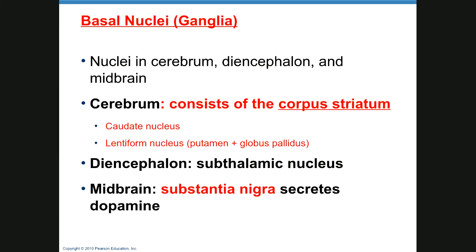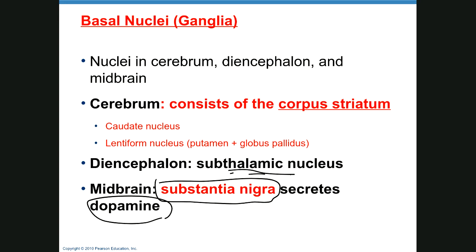Also part of the basal nuclei is the subthalamic nucleus, parts of the subthalamic nuclei near the hypothalamus. And then in the midbrain, this one is important, the substantia nigra, which is the area that secretes the neurotransmitter dopamine. These neurons go up to the basal nuclei in the cerebrum and deliver dopamine to the neurons of the caudate nucleus and the lentiform nuclei. So these are the important areas of the basal nuclei that you need to know.